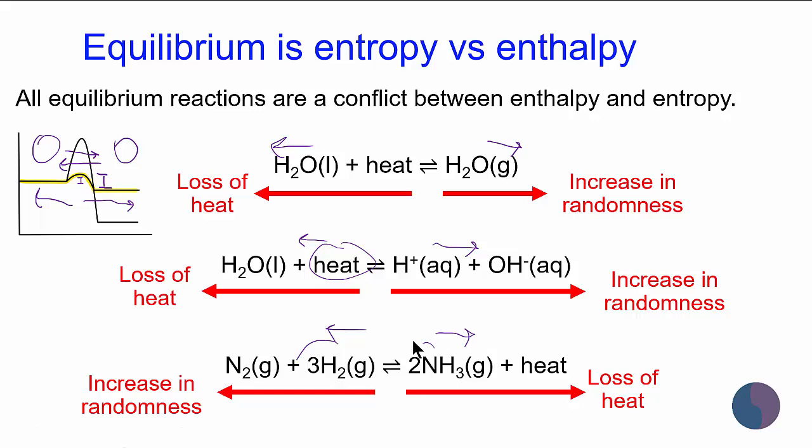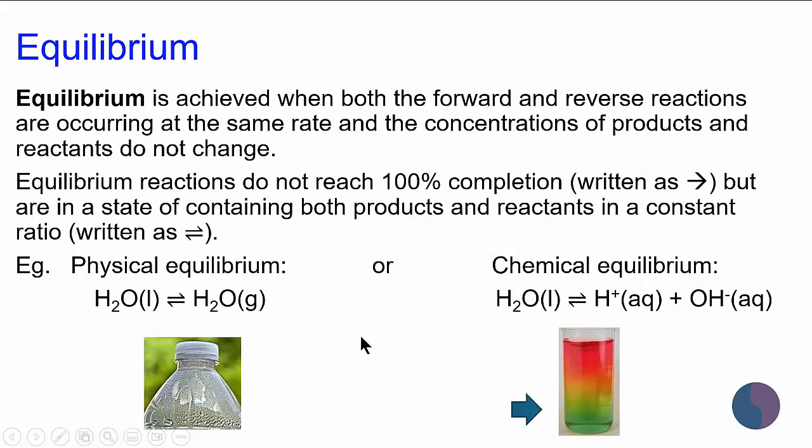So let's move on. We need to do the official definitions. Equilibrium is achieved when both the forward and reverse reactions are occurring at the same rate and the concentrations of products and reactants do not change. Okay, so in physical equilibrium, this is a physical reaction here, so the rate of evaporation is equal to the rate of condensation.